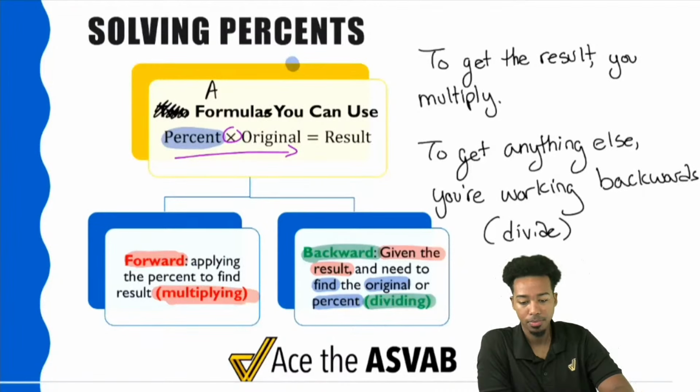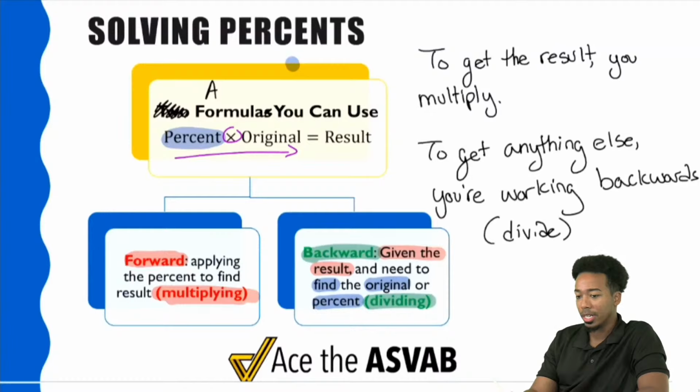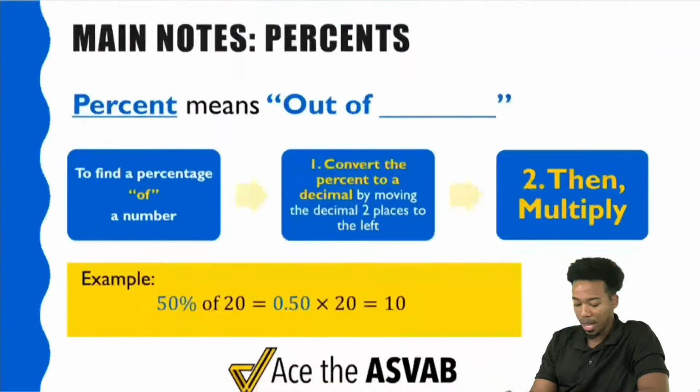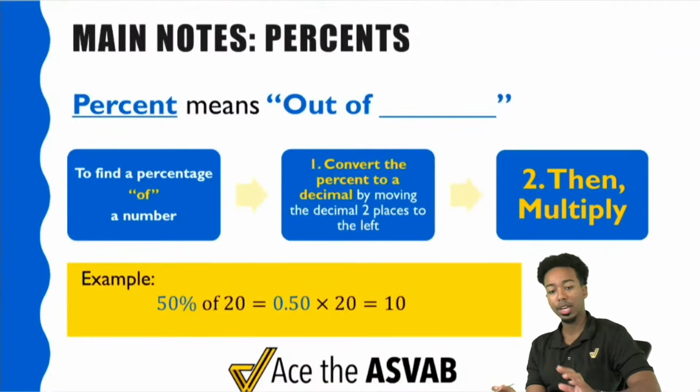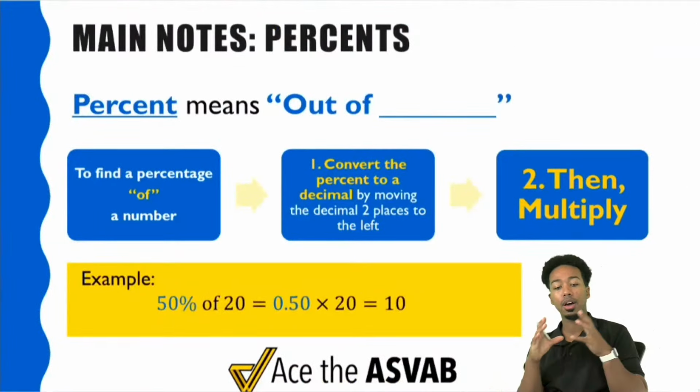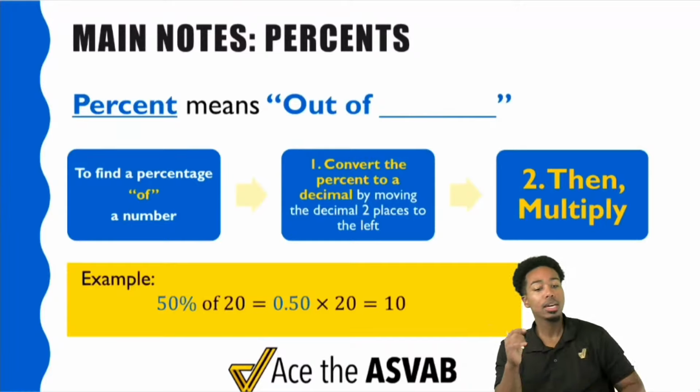Now, again, forward, multiplying, anything else, working backwards, we're dividing. Now, let's go ahead and move forward here into this next slide. Now, let's understand another concept here. Everybody, it's in the name, percent, for every blank. Percent means out of what, everyone?